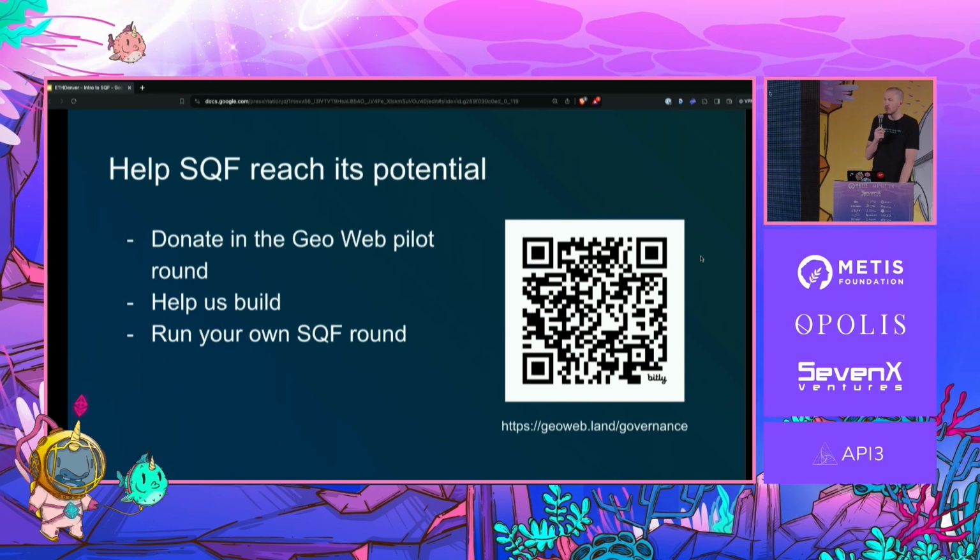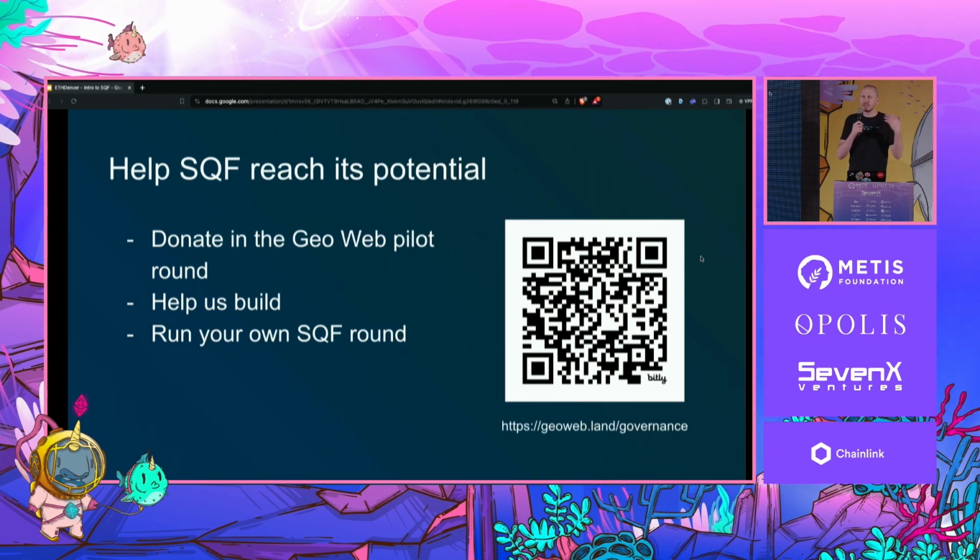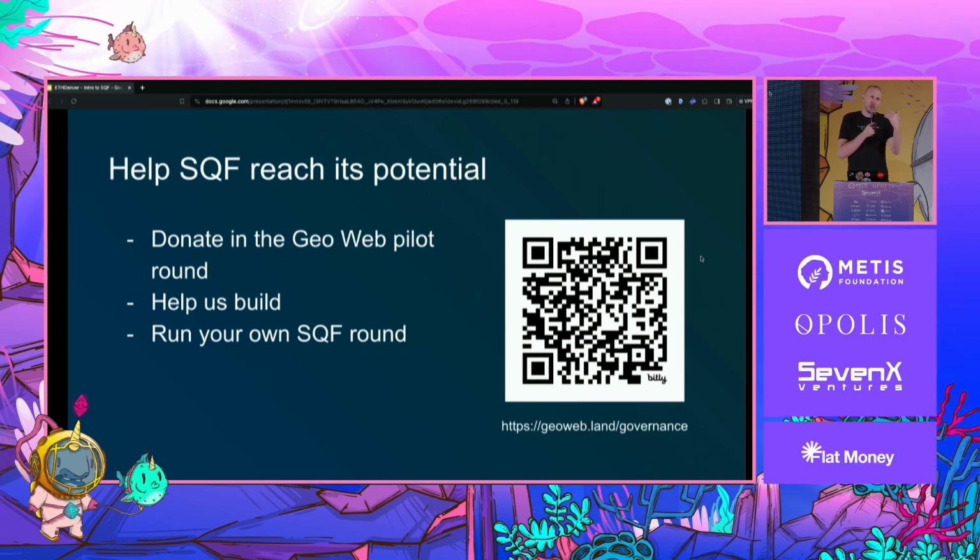A lot of people reaching out to ask to run their own rounds, hopefully to help us build. We are definitely open for that. This is all open source. We want to see this across the industry. So definitely, I guess first, go donate, interact, learn, help us get some more eyeballs on this, and then hit us up, and we would love to build with you and see where streaming quadratic funding can go.